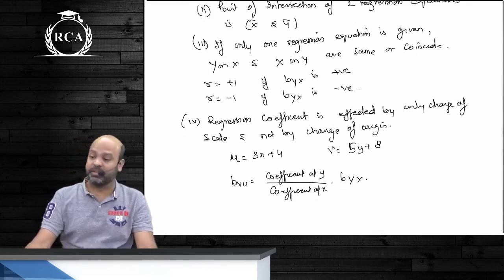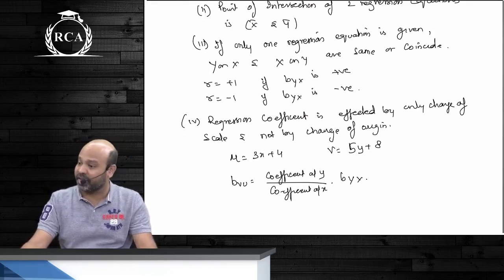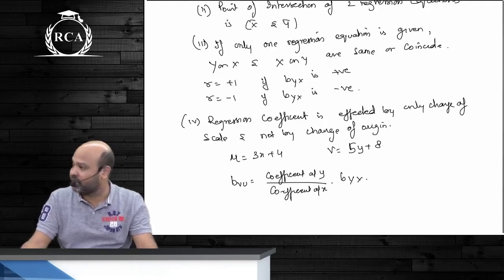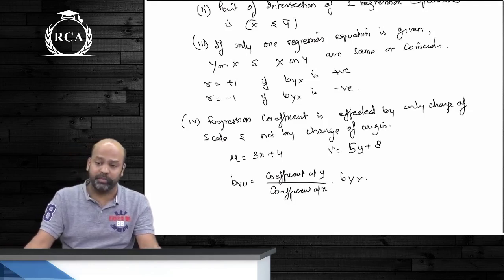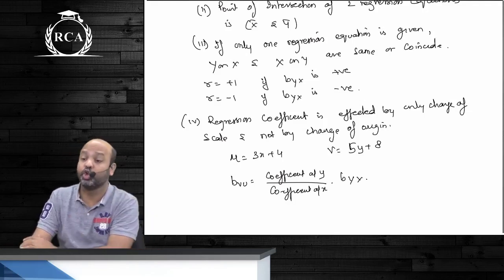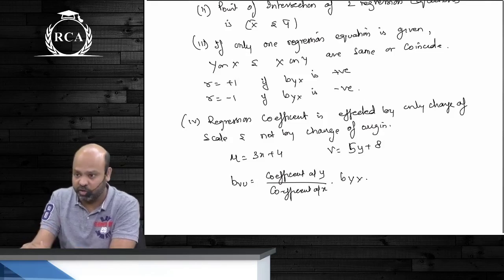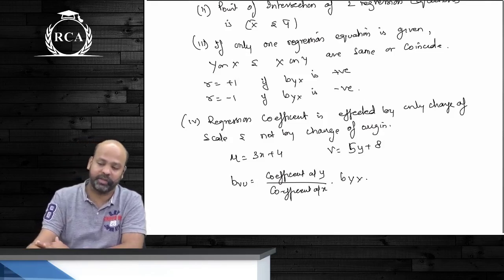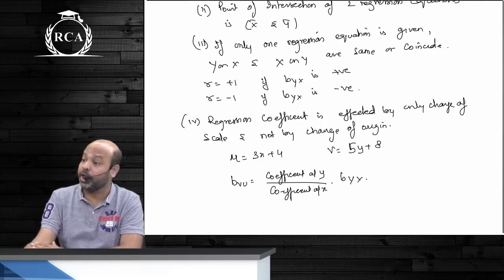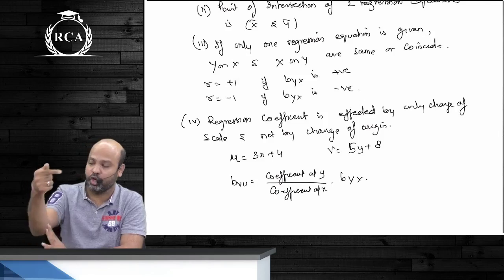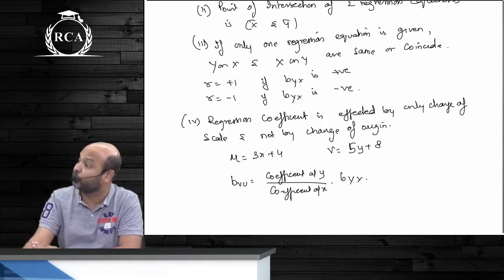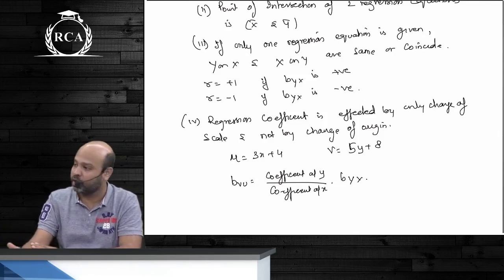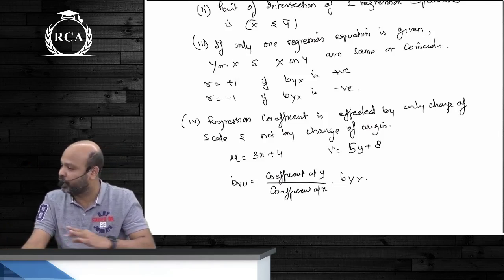Regression coefficient being slope of the straight line, guys, obviously will get affected by change of scale. It will not be affected by change of origin. I said ignore the formulas that are given. All you have to do beta is b, v, u. V and u are two new variables in terms of y and x. So b, v, u will be equal to coefficient of y divided by coefficient of x into b, y, x. Agar b, u, v hai, you will need coefficient of x by coefficient of y into b, x, y. X on y dega, only then they can ask you u on v. Or they will give you y on x and they will ask you to compute v on u.